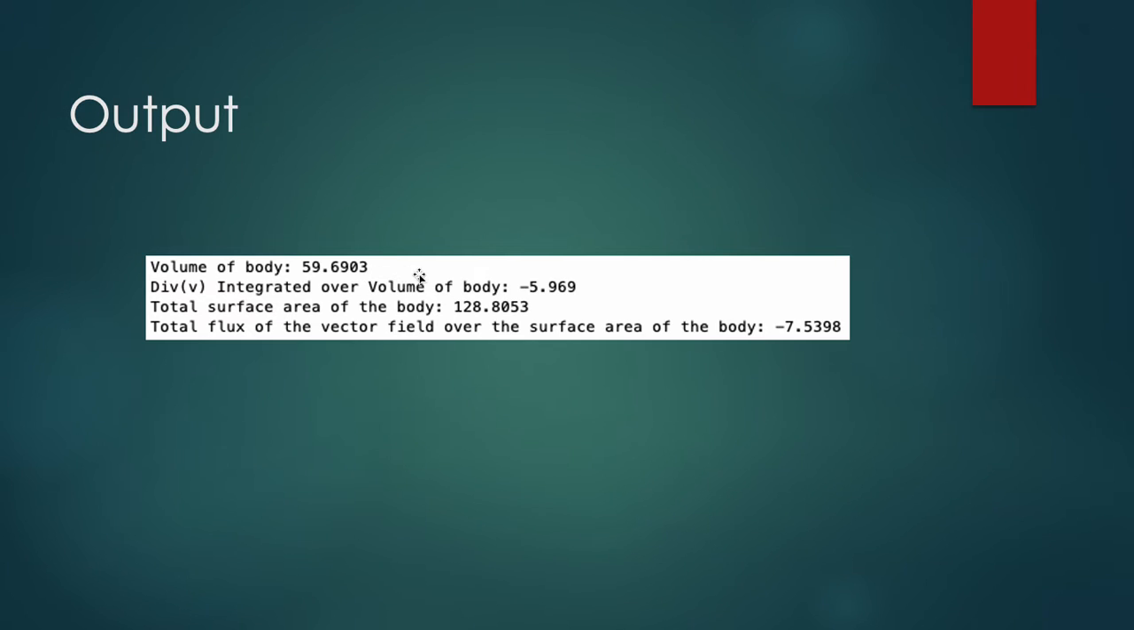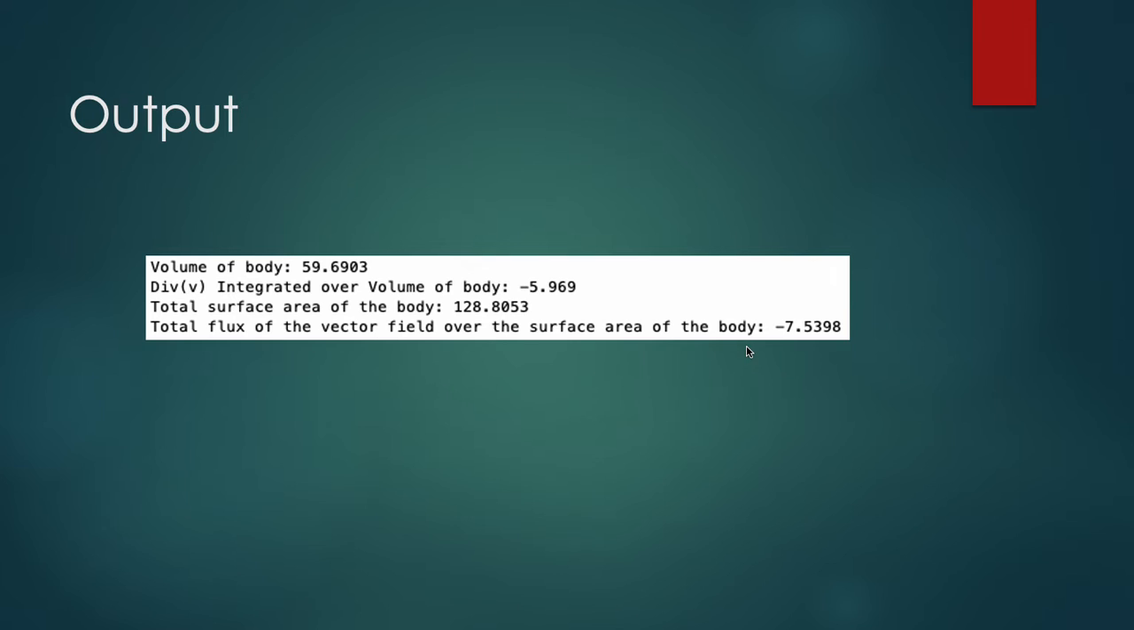I tried to verify this through hand calculations, but it kept coming back wrong. So I verified the sample through hand calculations as well, and it didn't match. So something might be wrong with my hand calculations. But the divergence is negative 5.969. The total surface area of the body is 128.8, and then the total flux of the vector field over the surface is negative 7.54.